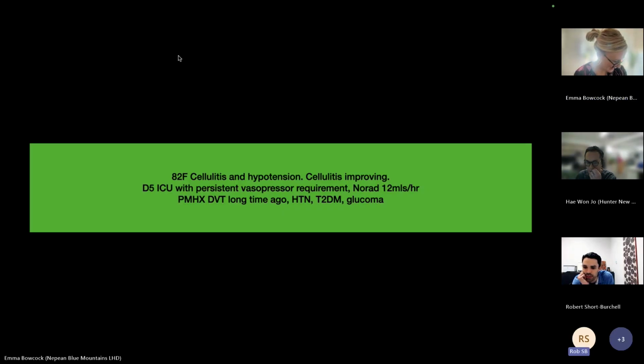So, 82-year-old female, cellulitis and hypotension. Cellulitis improving, day 5 ICU with persistent vasopressor requirement, noradrenaline at 12 mLs an hour. Past medical history of DVT, hypertension, diabetes, and glaucoma.